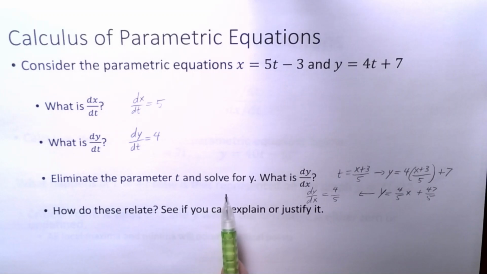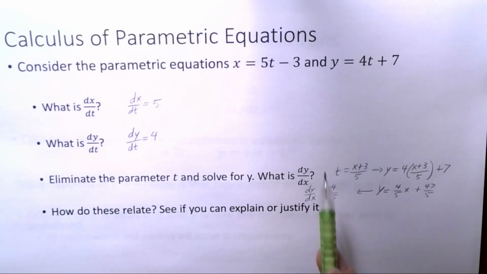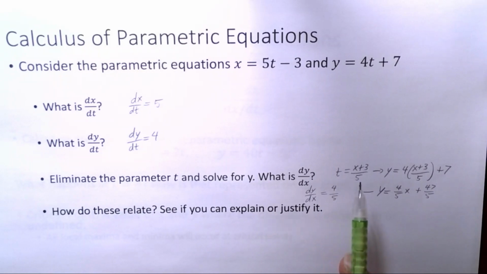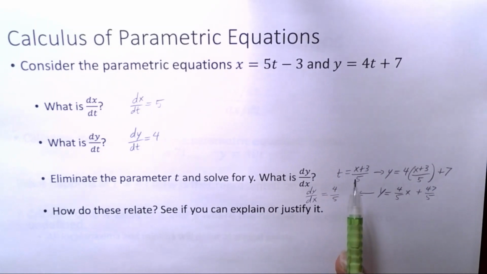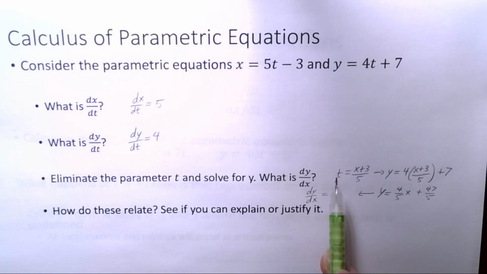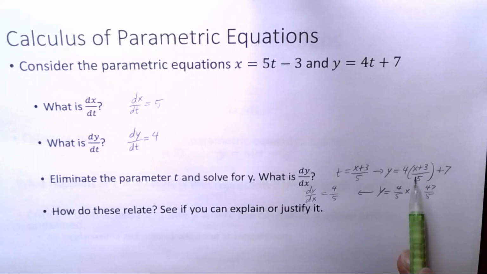Just by the fact that x is written first, I chose to solve for t in the x equation, which you can do by adding 3 and then dividing by 5. You could also do this by solving for t in the y equation, and you would achieve a similar result. If we solve for t in the x equation, we then plug this in instead of t in the y equation and simplify, which gives us 4/5 x plus 47/5.